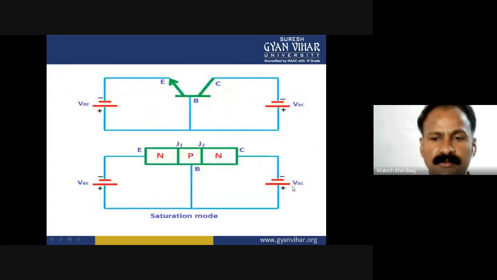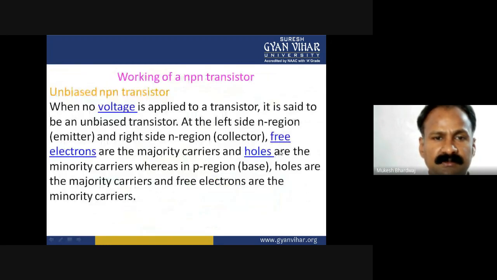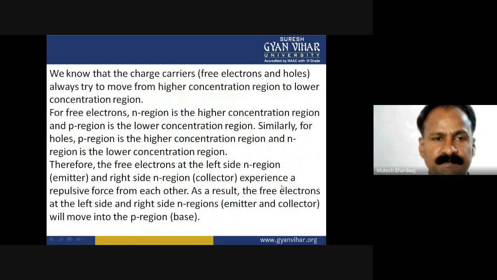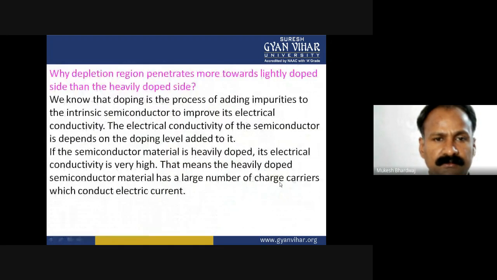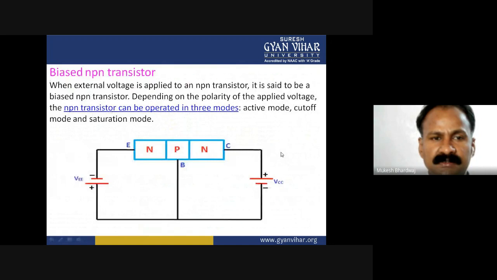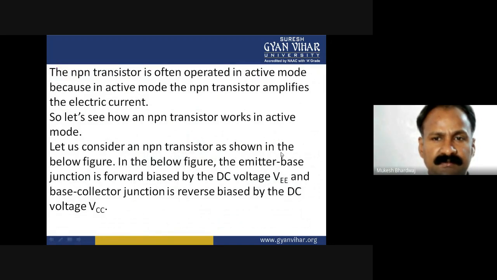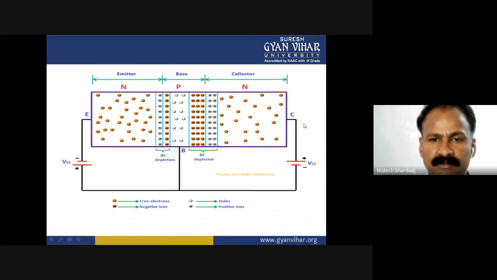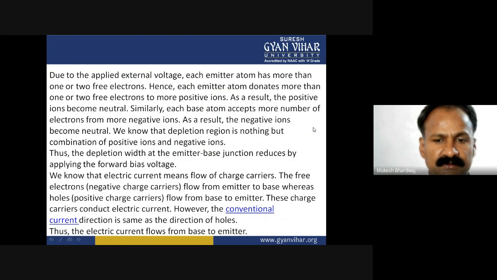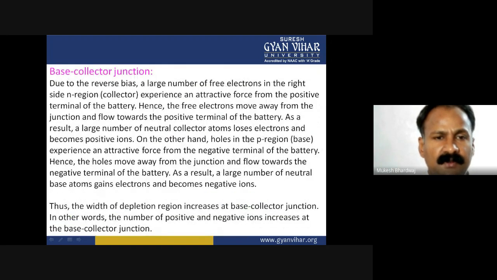The working of NPN transistor, we had seen this, we had completed this. Now, biased NPN transistor for operation, we had also covered this slide. This slide has also covered the emitter base junction. Yes, from this slide we are going to start the base collector junction. Now we are going to study the base collector junction.